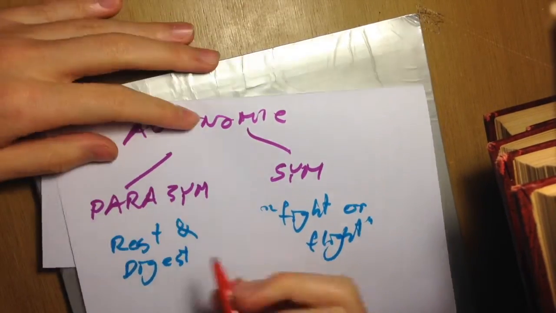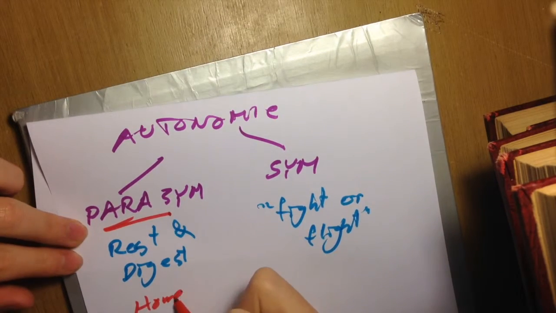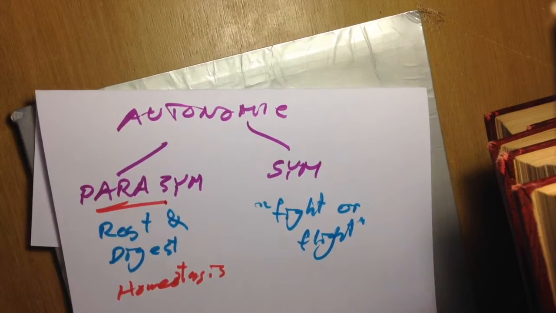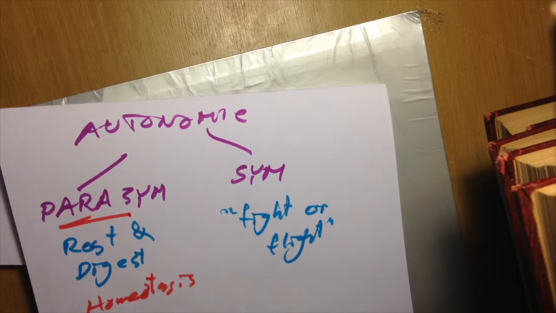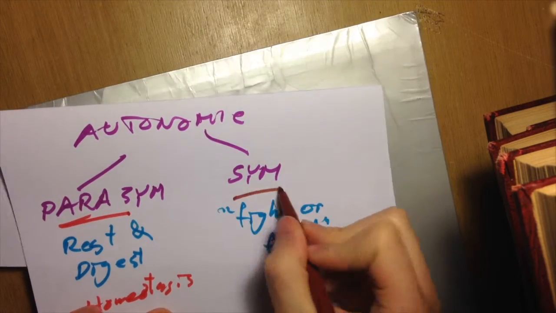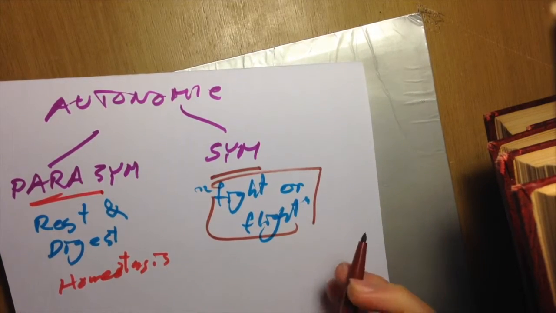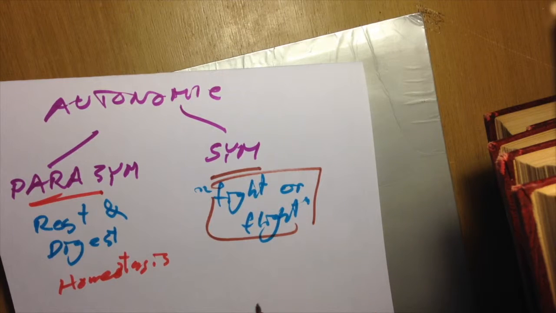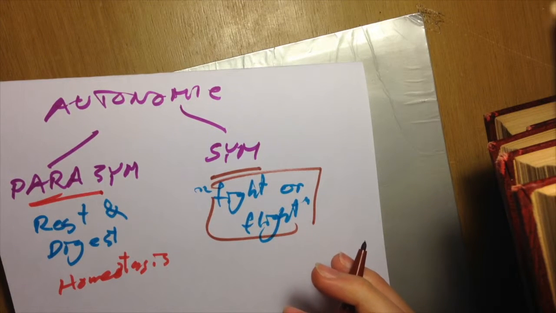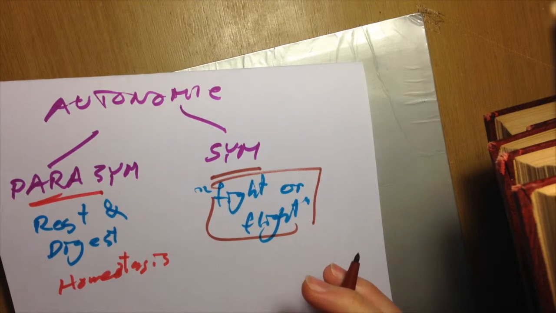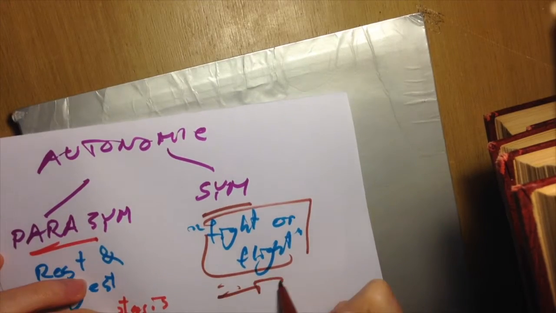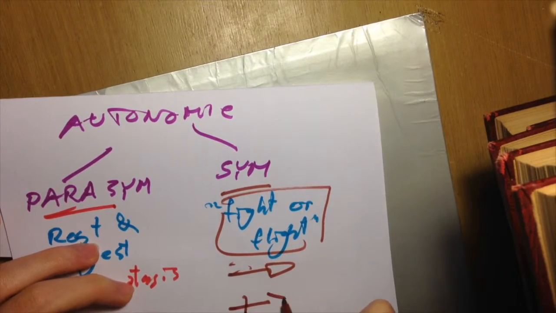Okay, so in other words, the function of the parasympathetic neurons is to control homeostasis, and therefore the body's rest and digest response. The main function of the sympathetic neurons is to mobilize the body's fight or flight. This means that sympathetic neurons control the response of a body during perceived threat.